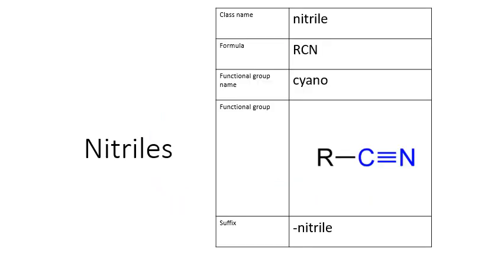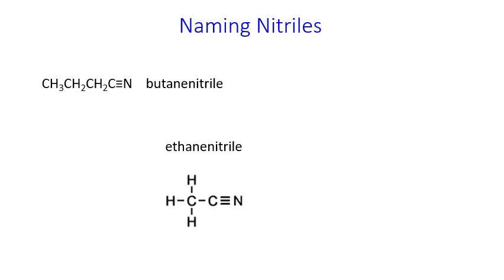Then we have the nitriles, RCN. Functional group name is the cyano, RC triple bond N, suffix is a nitrile, and in terms of nitriles, you're just naming it normally. Okay, so you've got 1, 2, 3, 4 carbons, so it will be butanenitrile. So it's just like an alkane. You name it like an alkane, but instead now because you've got that carbon triple bond N, you call it a nitrile. And that's 1, 2 carbons, so it's going to be ethanenitrile.